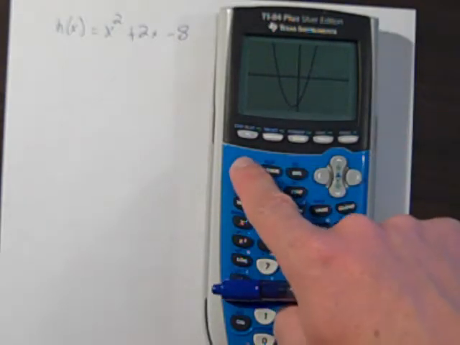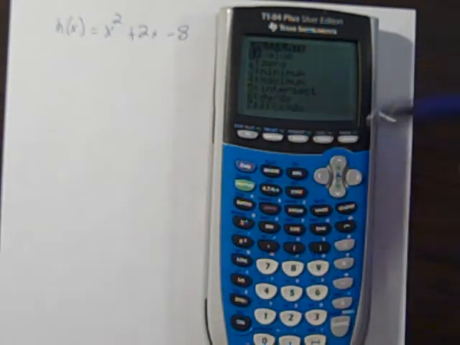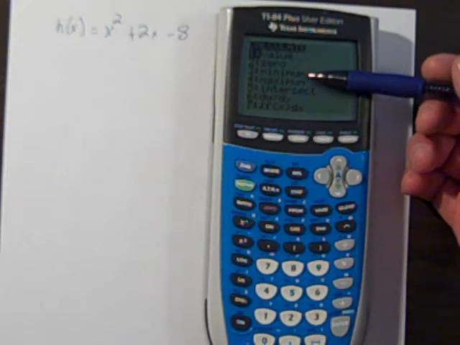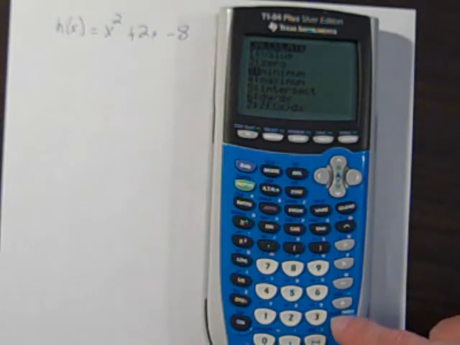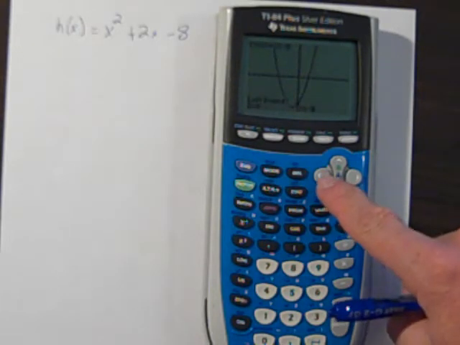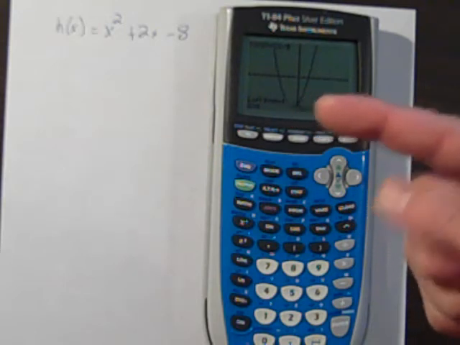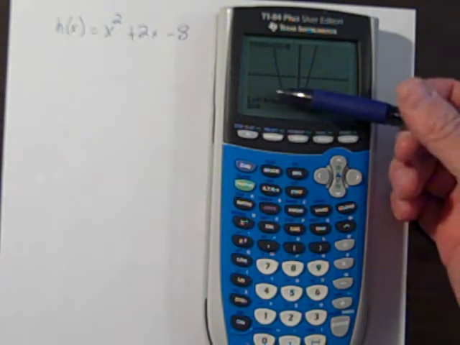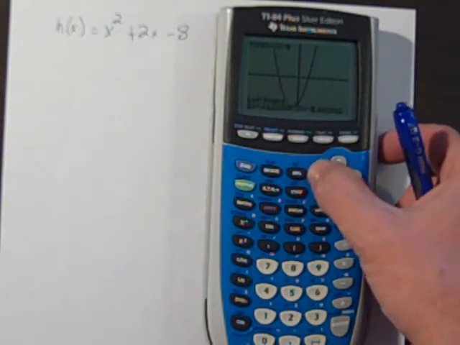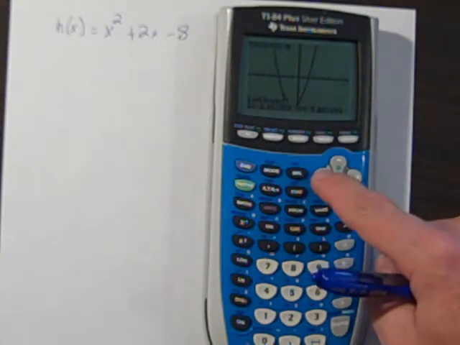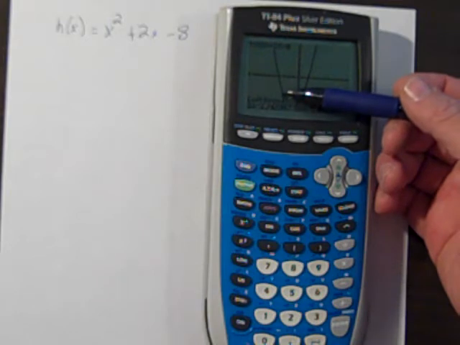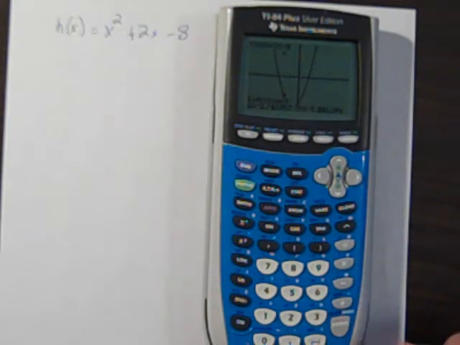So I'm going to go back to second trace, and now I'm looking for option number 3, which is my minimum point. Okay, I scroll down. You can just type in 3 if you want. Now I hit enter, and it's going to say left bound. That means I need to be at least on the left side, on this side of the lowest point. So I'm just going to scroll over. It doesn't really matter where. Right here's my cursor. I'm definitely on the left-hand side at this point, so I hit enter.